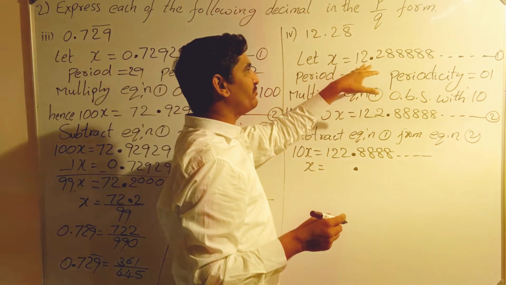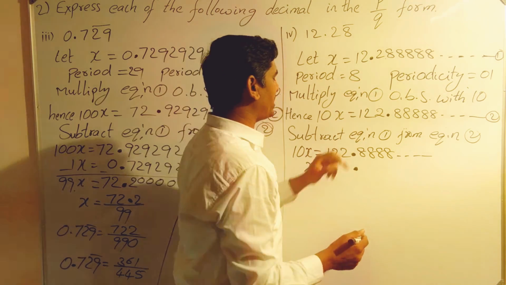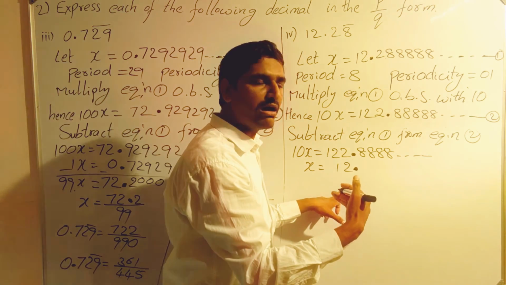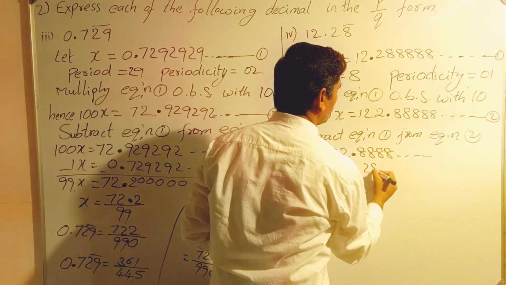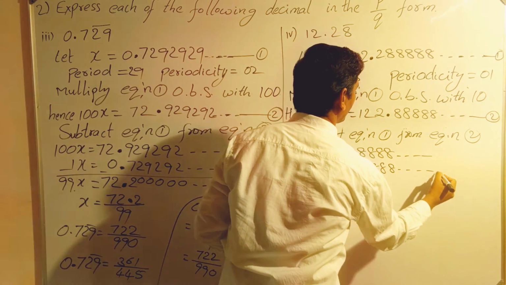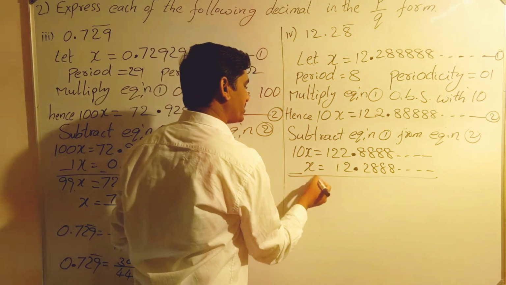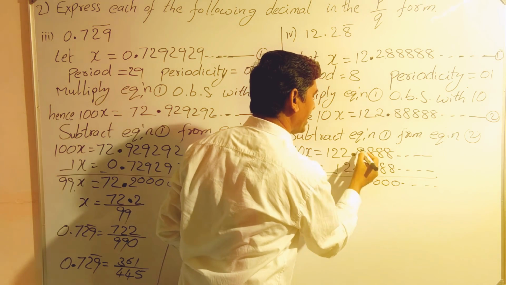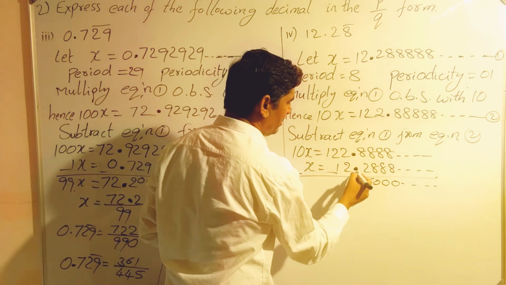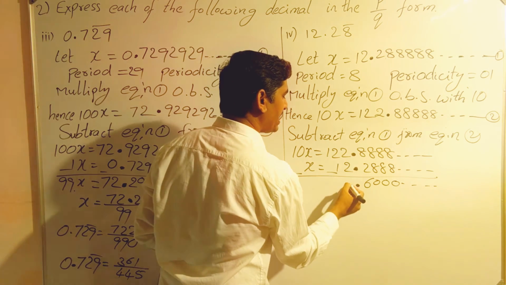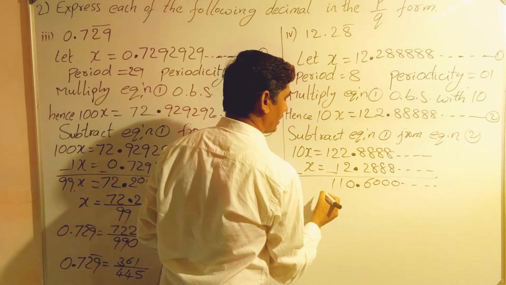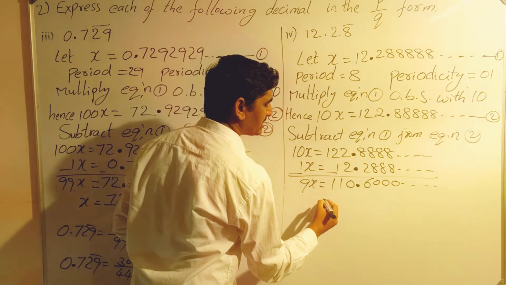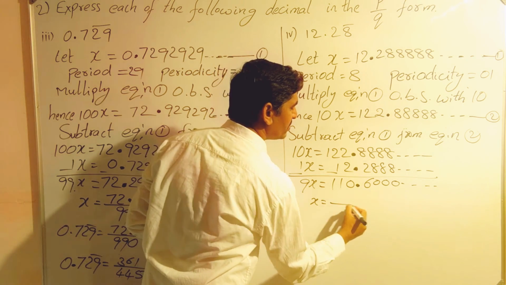Now equation 1: under the point we have to take the same place. What is x? 12.2888 and so on. Now subtraction. 8 minus 8 is 0, 0, 0. 8 minus 2 is 6. The point stays as it is. 2 minus 2 is 0. 2 minus 1 is 1. Here nothing is there, so 1. So 10x minus 1x is 9x.